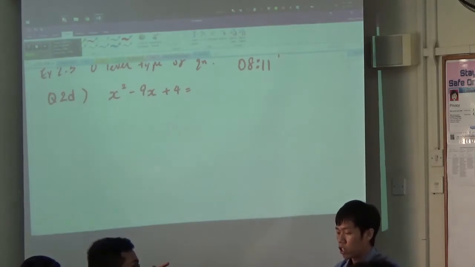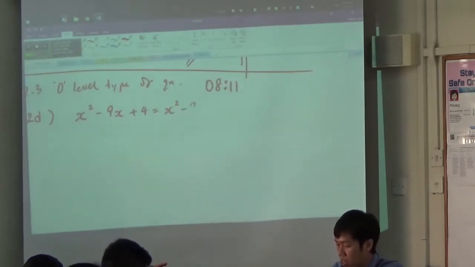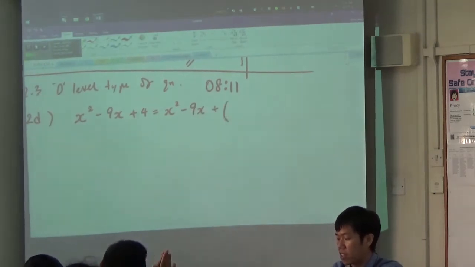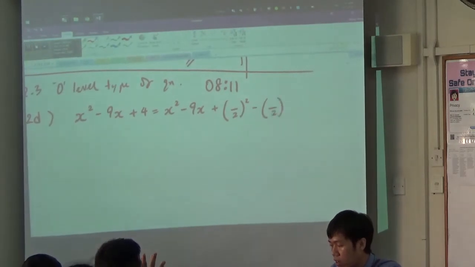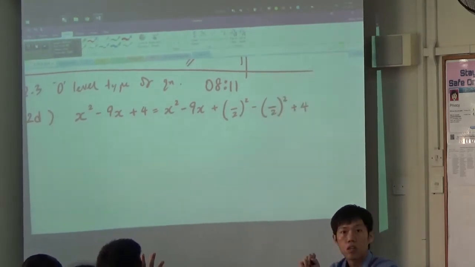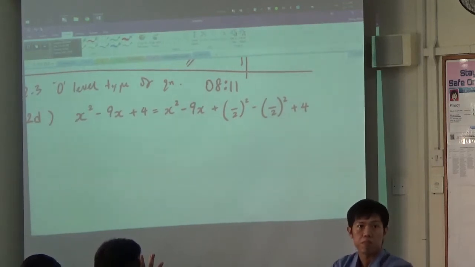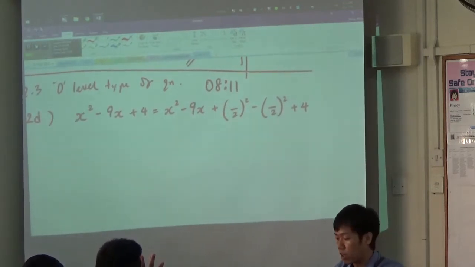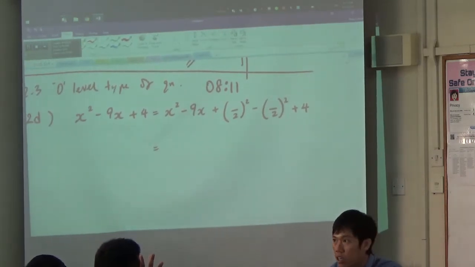So now, coefficient of x squared is 1. Let's proceed. Copy down the first two terms, x squared minus 9x. Now I'm going to add a certain special number, and I'm going to subtract it away again. Plus 4. Okay, this part should be very mechanical after you've practiced a few times. So the question is, what goes in the numerator? Minus 9.